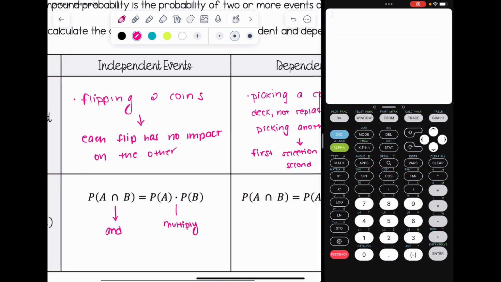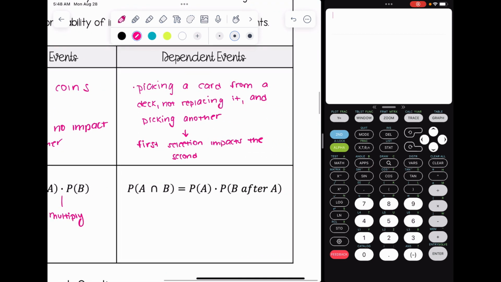If we were looking at dependent events, though, that would be like when you pick a card from a deck, you don't replace it, you don't put it back in the deck, and then you pick another card, okay? Now you're decreasing the number of cards in the deck. The first event is impacting the second.